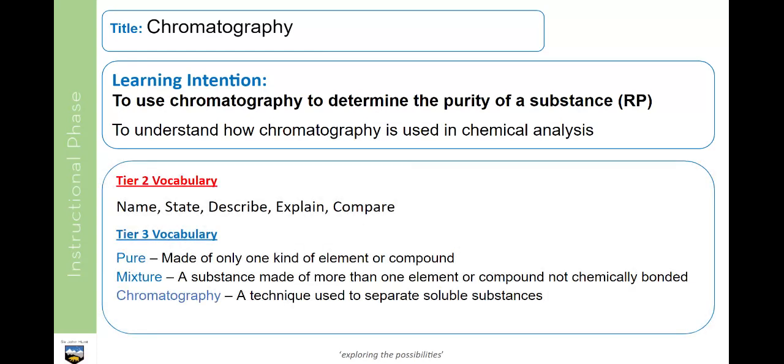Keywords, just the new one today is chromatography, a technique used to separate soluble substances. Soluble meaning that they can dissolve. Now remember, if something's pure, it's made out of one kind of element or compound, and if something is a mixture, it's a substance that's made of elements and or compounds that are not chemically bonded.